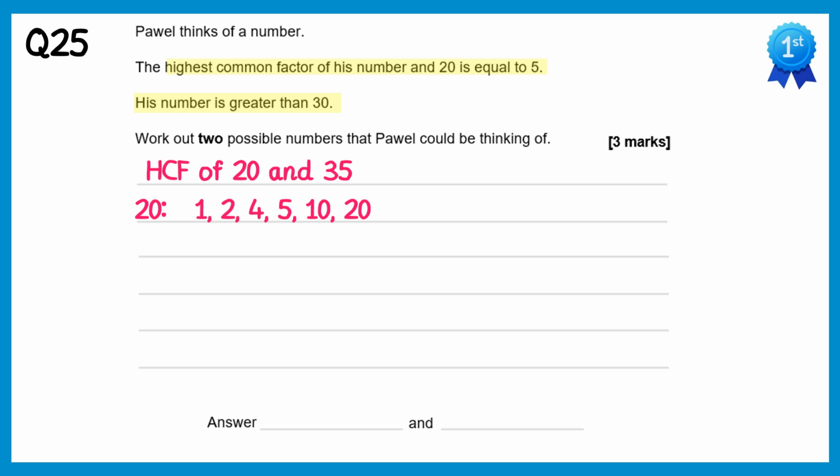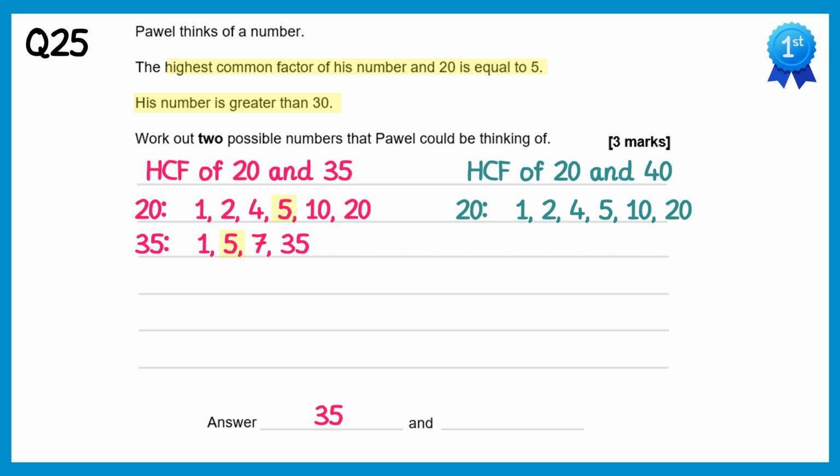So the factors of 20 are 1, 2, 4, 5, 10 and 20, and the factors of 35 are 1, 5, 7 and 35. The highest one in both lists here is 5, so the highest common factor of 20 and 35 is 5. So 35 could have been one of those numbers. Now let's try the next number in the 5 times table. Let's try highest common factor of 20 and 40. The factors of 20 and the factors of 40, and you can see here the highest common factor of 20 and 40 is actually 20, not 5. So 40 couldn't have been one of those numbers.